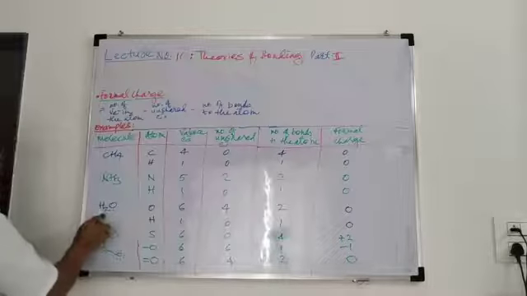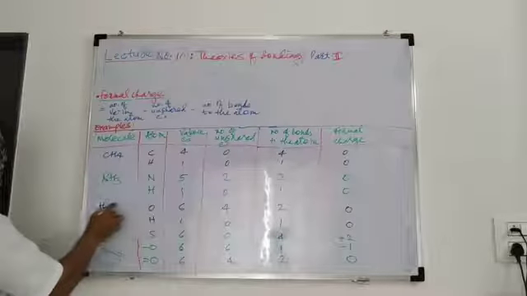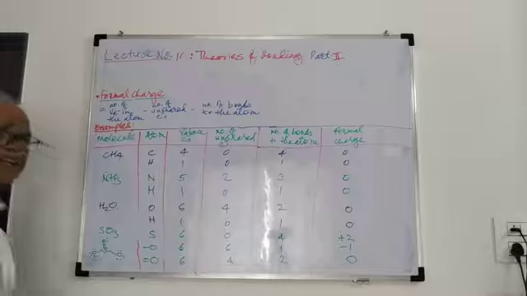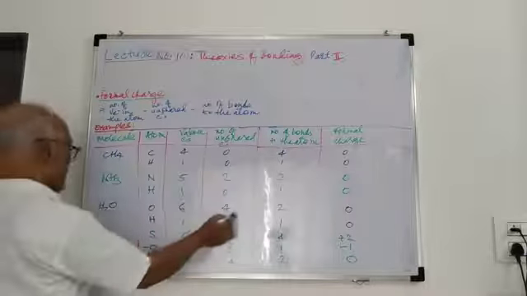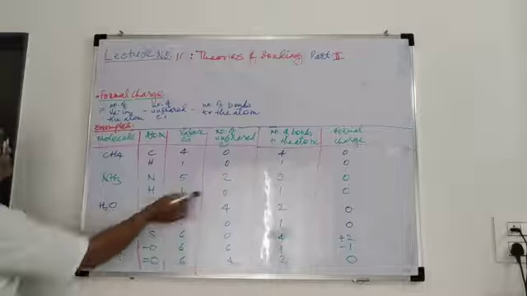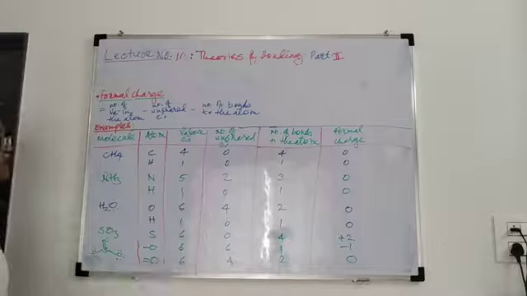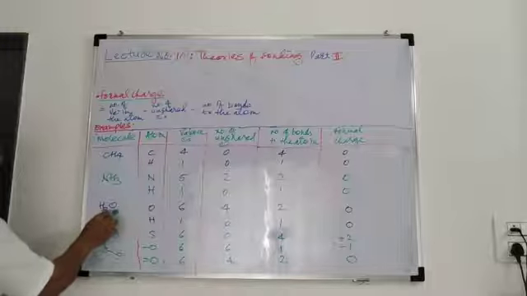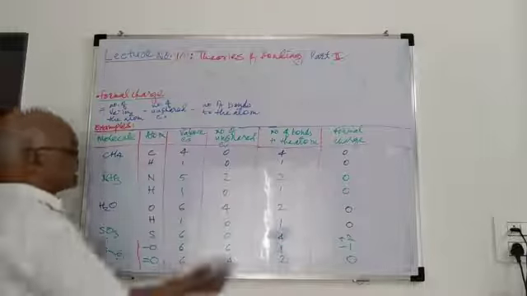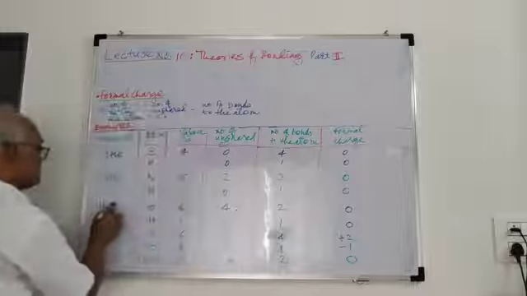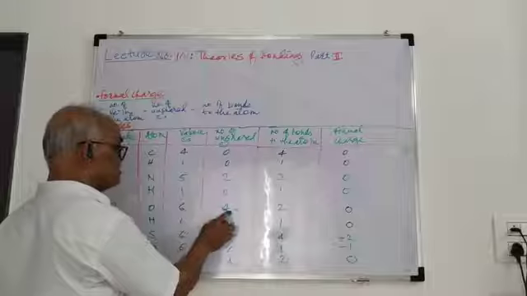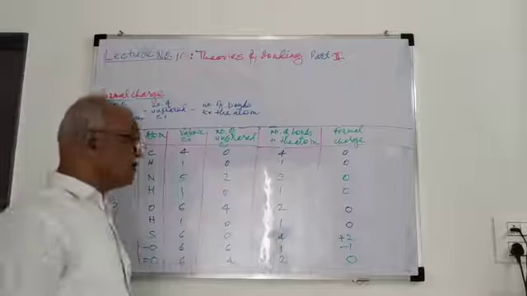In this way, in water, you can calculate. Oxygen atom is taken. Oxygen has 6 electrons in the valence shell. The electrons which are unshared are 4, 2 lone pairs. Minus, this oxygen is bonded to 2 hydrogens, that is 2. So 6 minus 4 minus 2 gives 0.